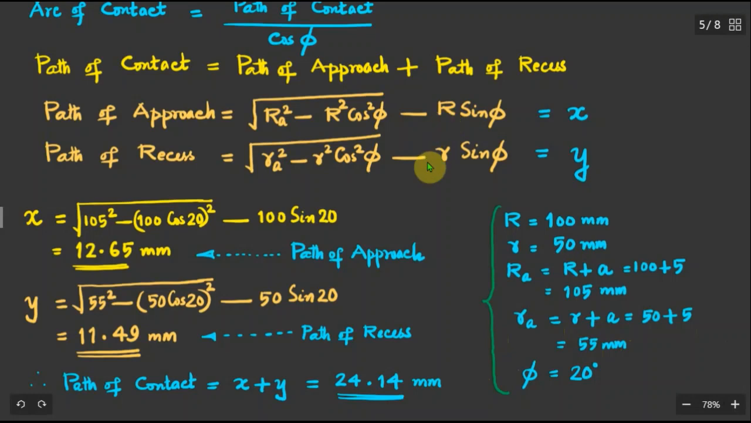See, on substitution here, you will be able to calculate path of approach and path of recess. So path of approach x, on substitution, you get 12.65 millimeters. Path of contact then will be the sum of path of approach and path of recess. So that is x plus y, that is 12.65 plus 11.49. So we will get 24.14 millimeters.